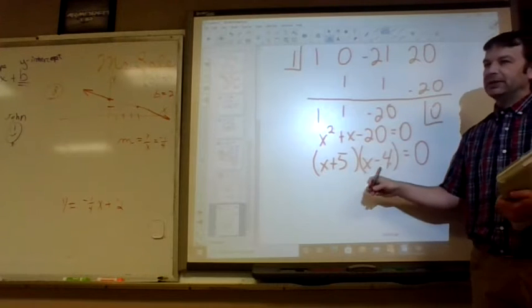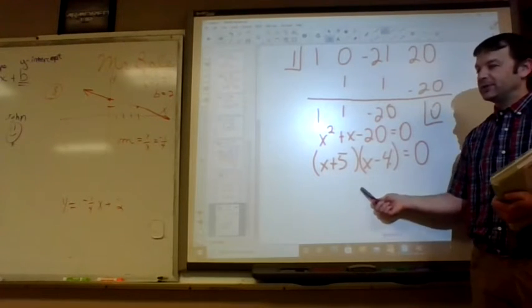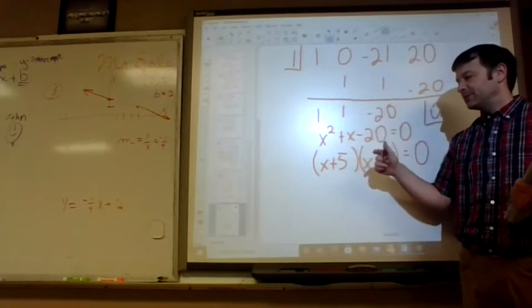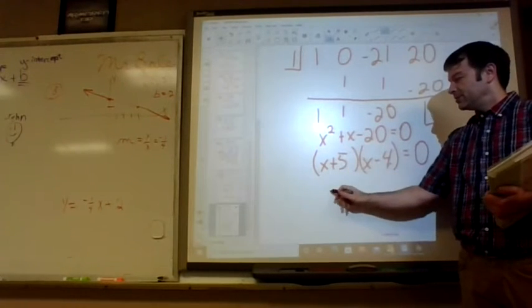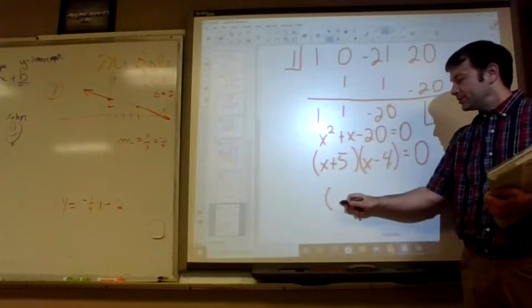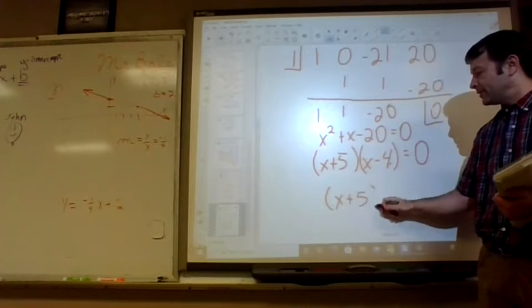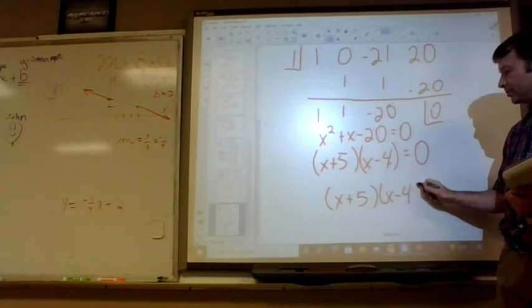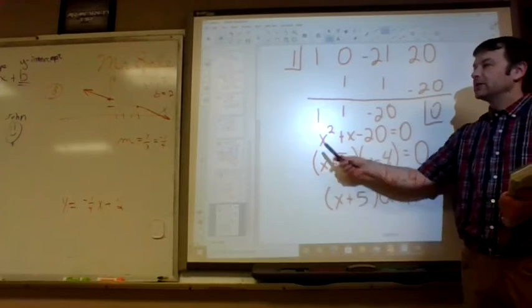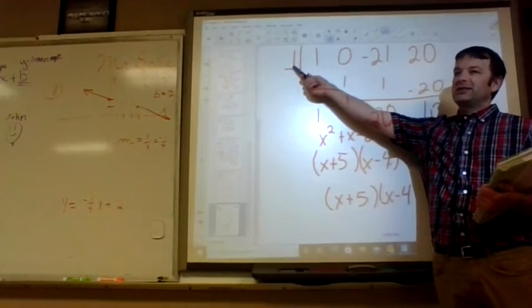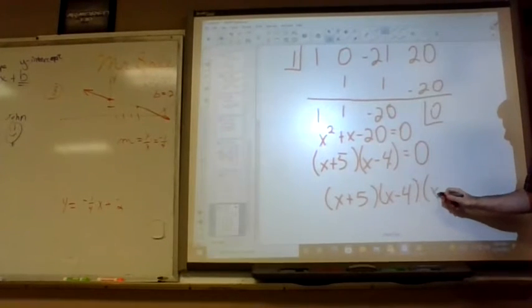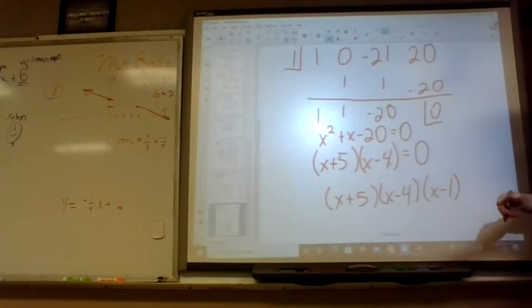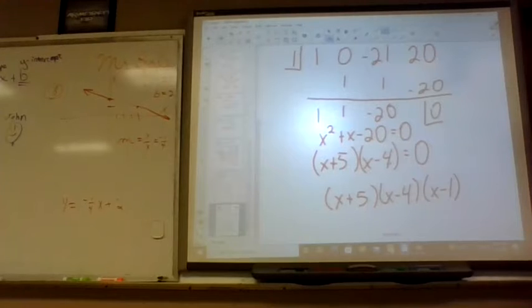Actually, I don't need to solve the rest of this because we're not writing the answers. We're not writing the zeros. We're writing the factors. Negative 5 and 4 are the answers, but I really need the factors: x plus 5, x minus 4. What's the other factor? x minus 1. If 1 is an answer, then x minus 1 is a factor.